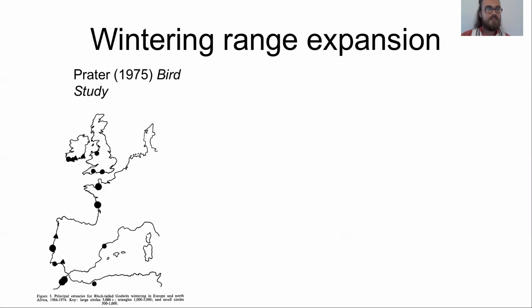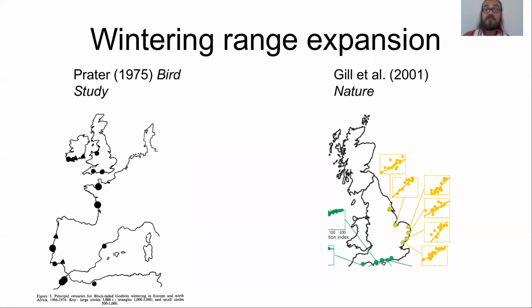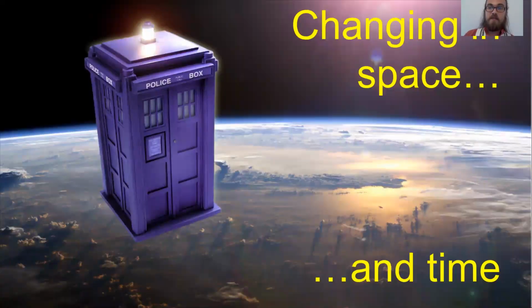And back in the 1970s, this map was produced showing all the key sites where at least 500 birds winter. But since then, this subspecies has been colonizing sites especially further north. So there's a lot of places where you can see them now, where you couldn't have done in the past.